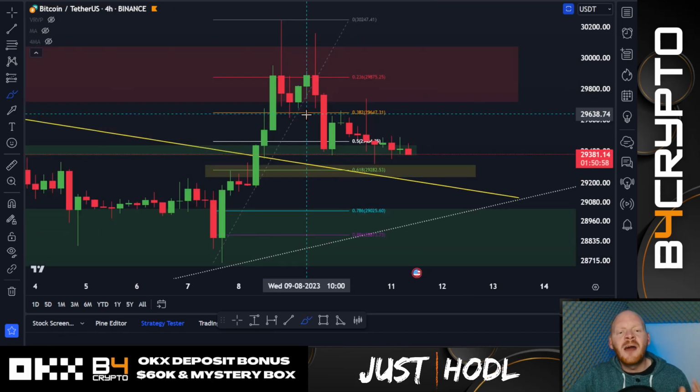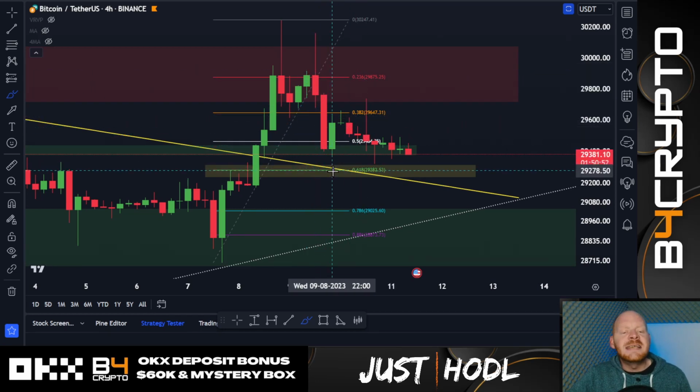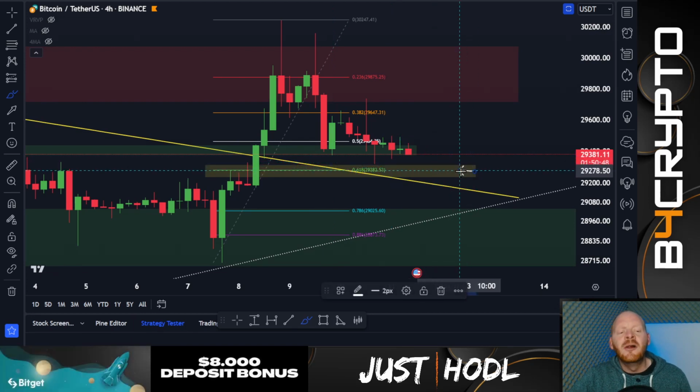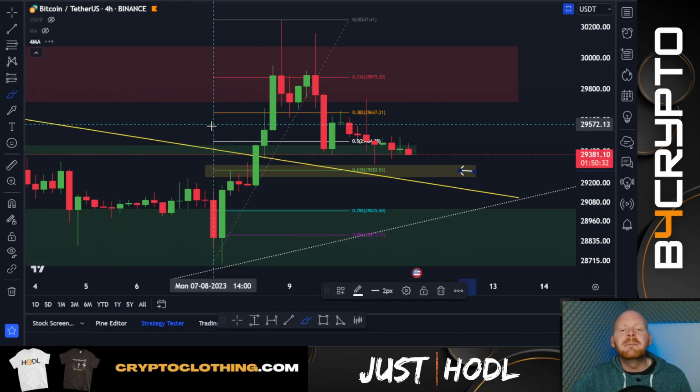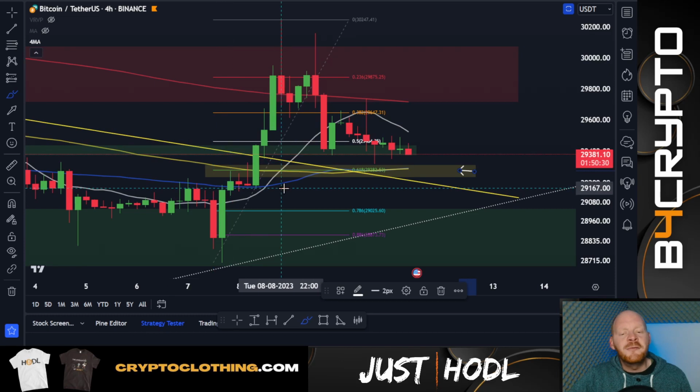So on the 4-hour chart we can clearly see, in the previous video I told you that we could expect this correction all the way back down to the 61.8 Fibonacci retracement level, and this is an important level, and that's why I marked this with this yellow box, because we can see a lot of confluence in these levels of $29,270.